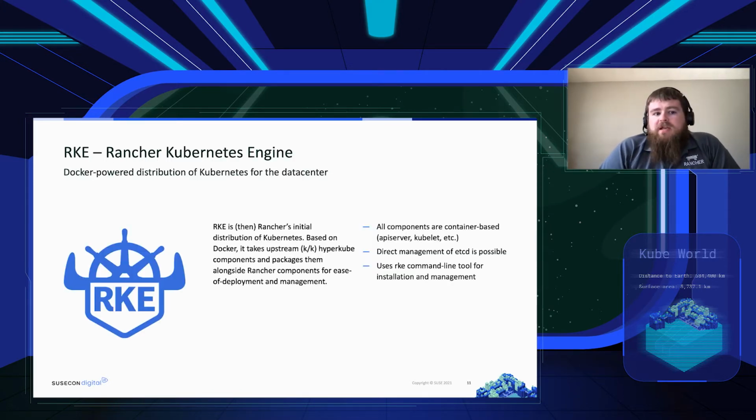RKE, or the Rancher Kubernetes Engine, is a Docker-powered distribution of Kubernetes for the data center. RKE is, or was at that point, Rancher's initial distribution of Kubernetes. Based on Docker, it takes upstream Hyperkube components from the Kubernetes project and packages them alongside Rancher components for ease of deployment and management. All of the components in an RKE cluster are container-based. So the API server, the kube scheduler, and the controller manager are all running inside of Docker containers.